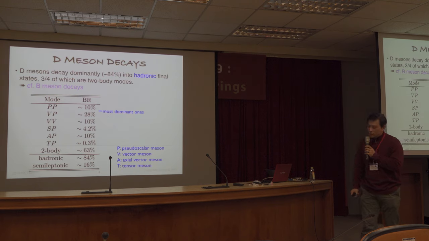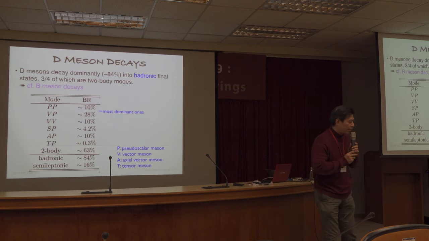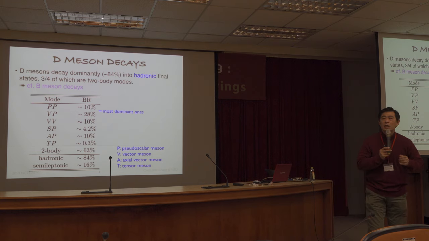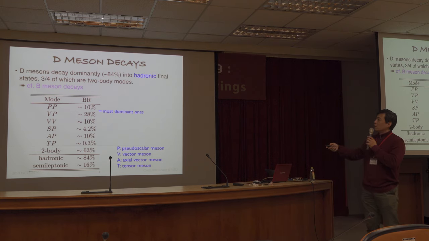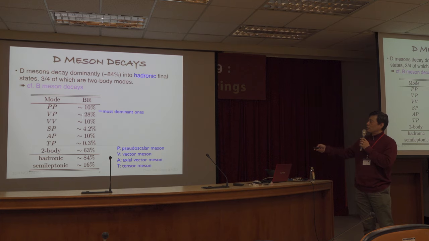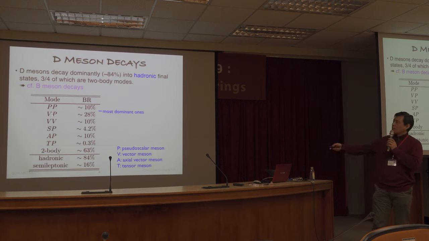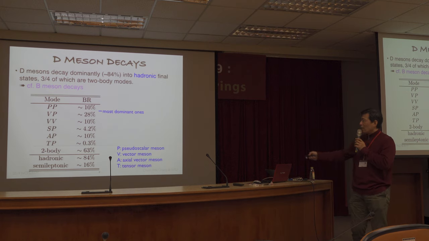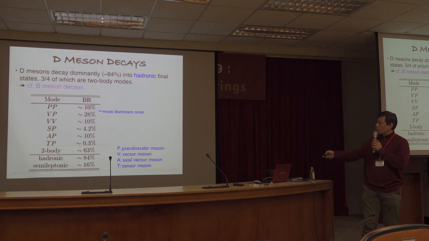Okay, so the D meson is an interesting system compared, for example, to the B meson system. In the D meson decays, you can see there's a list of possible decay modes. The two pseudoscalar modes total about 10%. One vector meson and one pseudoscalar is about 28%, and so on and so forth. When you add up all these two-body decay modes, that's already 63%. The other hadronic decay modes total 84%, and the semi-leptonic decay modes are only 16%.